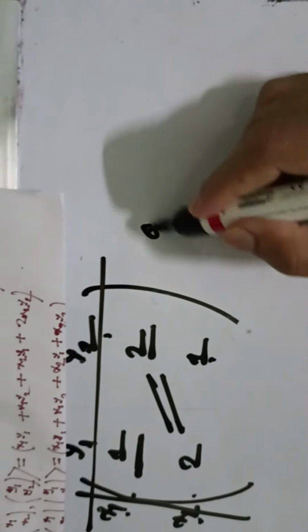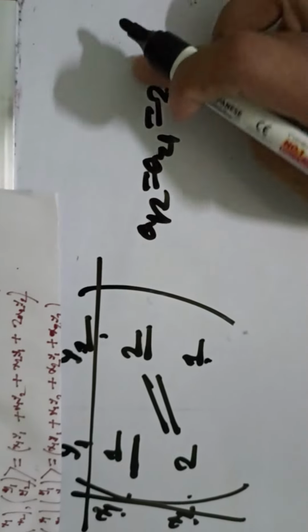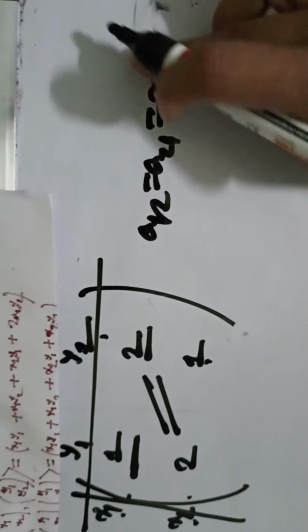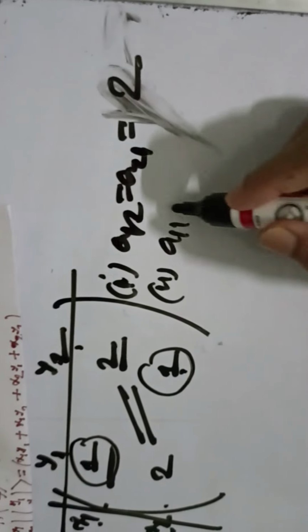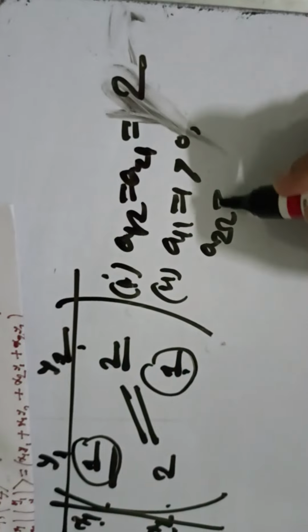Okay, because a12 equals a21 equals 2, the matrix is symmetric. The first condition is satisfied. Second condition: a11 positive, a22 positive. Here both are positive. a11 is 1, positive, and a22 is 1, positive.